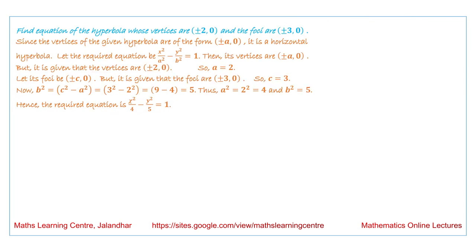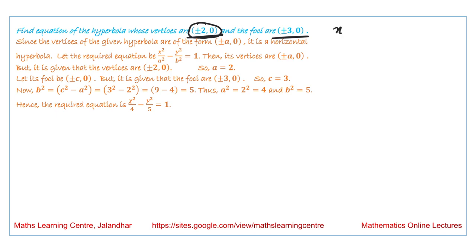Next is: find the equation of the hyperbola whose vertices are ±2, 0 and foci are given by ±3, 0. So the vertices are lying on the x-axis. It means we are talking about the horizontal hyperbola.